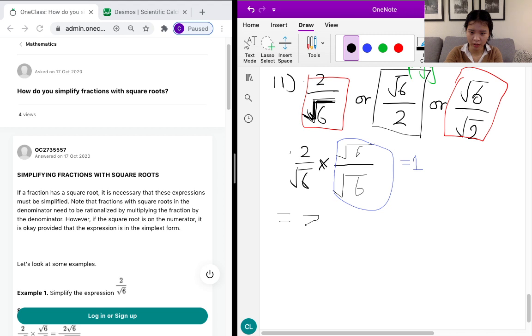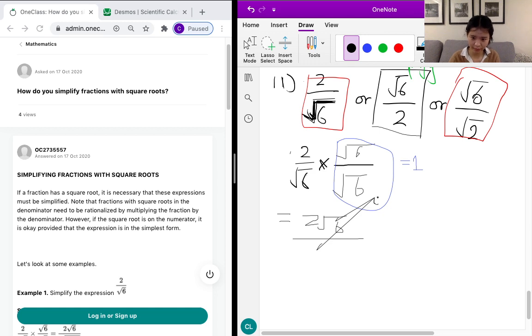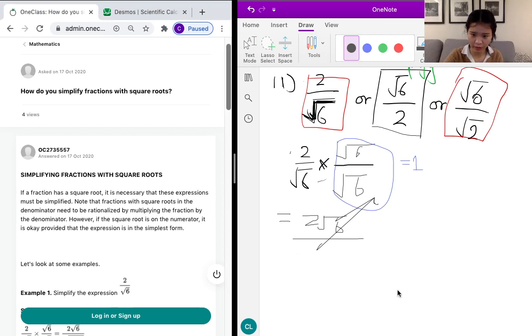On the top, we multiply these two fractions together. 2 times root 6 equals 2 root 6. And on the bottom, we have root 6 times root 6, which equals root 36, which is just the same as 6, because 36 is a perfect square. So it just equals 6.